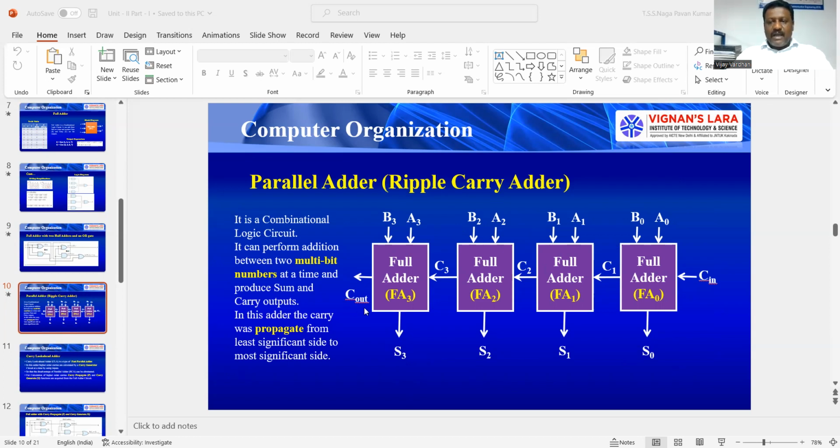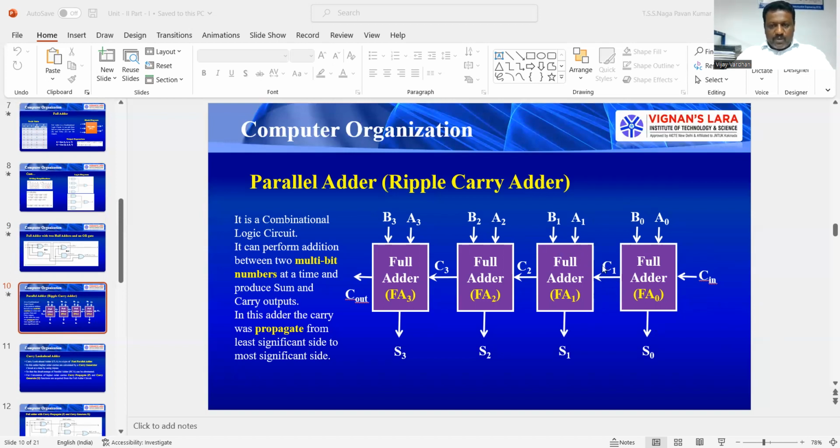We know that a full adder can do addition between 3 binary bits at a time. This ripple carry adder or parallel adder we can implement with 4 full adders. By considering this third input initially equal to 0, and taking these inputs as they are, whatever carry it produces should be applied to the next stage.